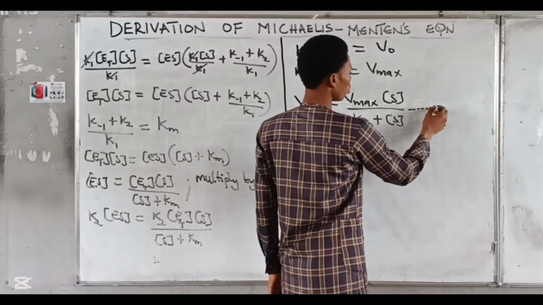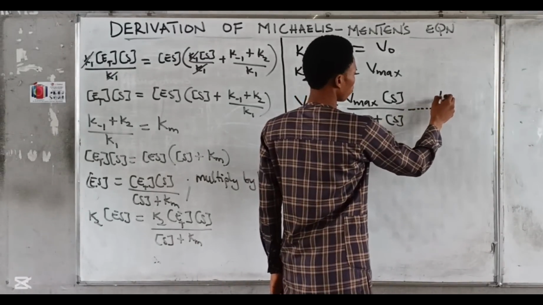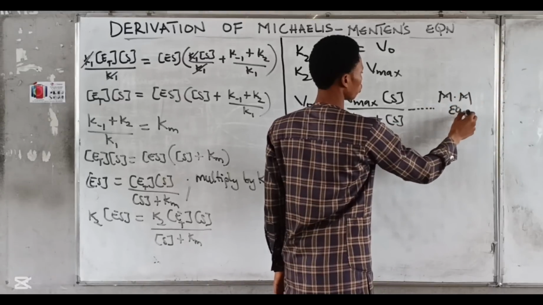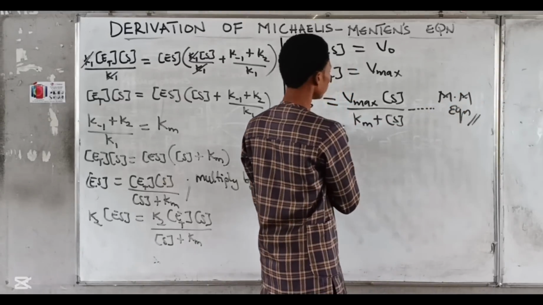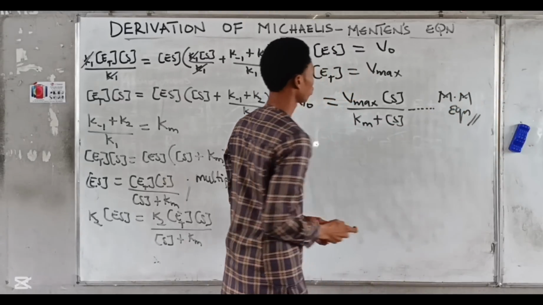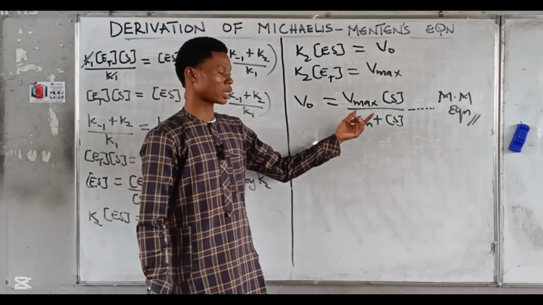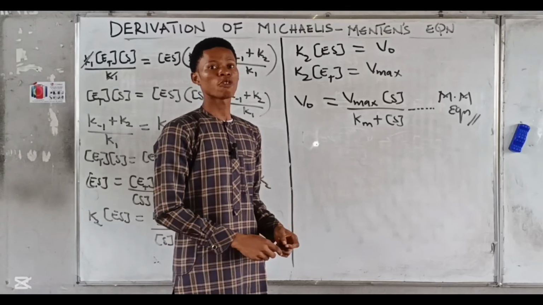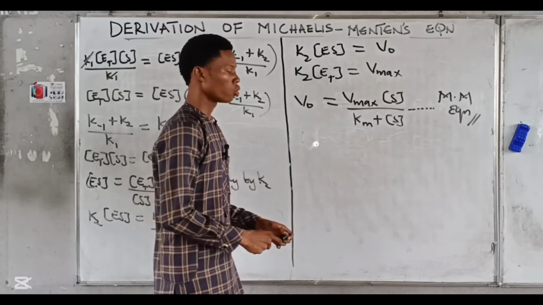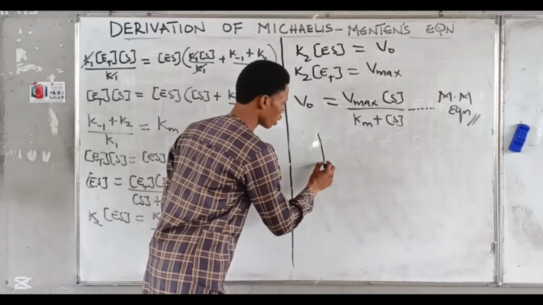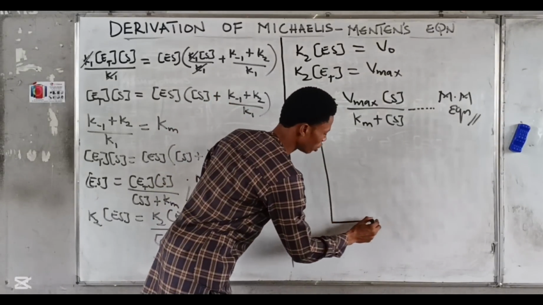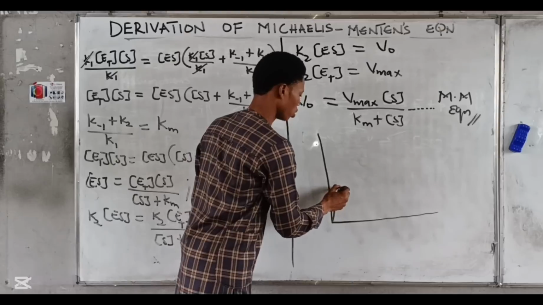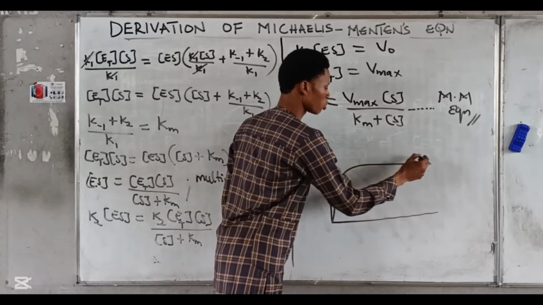Any of them you write, they are correct. This equation we have on the board is called the Michaelis-Menten's equation. V0 equals Vmax times substrate concentration all over Km plus S. Now, if you plot this on a graph, you will not have a straight line graph. What you'll be having will be something like this.